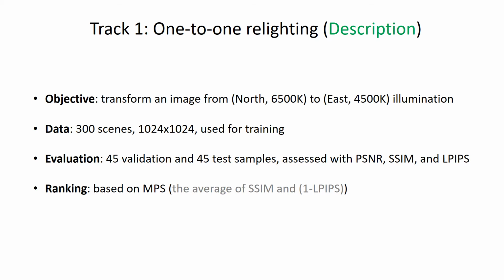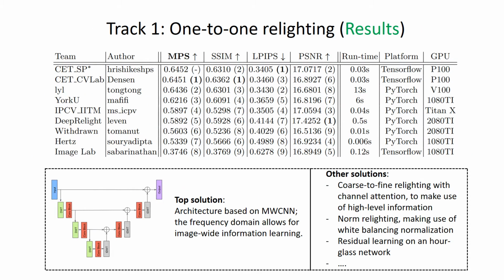We show on this slide the results of the teams who had a valid test submission. We show the MPS, the SSIM, LPIPS, and PSNR metrics. The MPS is the mean perceptual score, which is the average of SSIM and 1 minus LPIPS. We also show the runtime, platform, and GPU reported by the different teams. The first two CET teams were combined because their solutions had very large overlap.